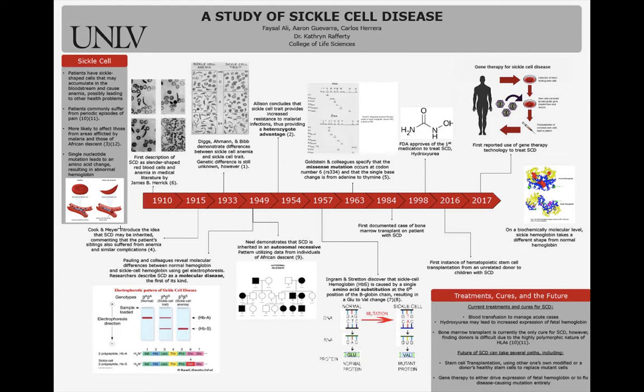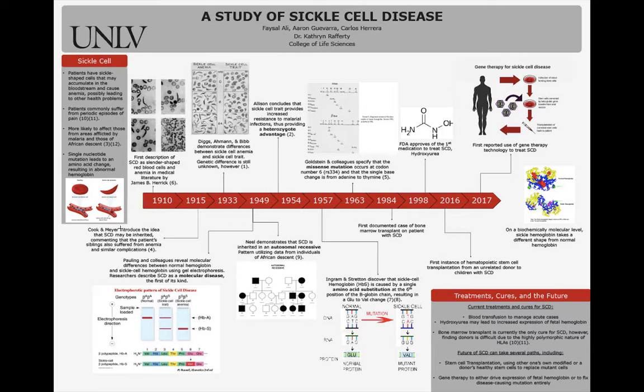The current treatments and cures for sickle cell disease are blood transfusions, which are done in order to manage acute cases. Hydroxyurea may also lead to increased expression of fetal hemoglobin, which helps offset the impacts of sickle cell disease. Bone marrow transplants are the only known cure for sickle cell disease. However, as I mentioned, finding donors is very difficult due to the polymorphic nature of HLAs and how difficult it is to find matching individuals.